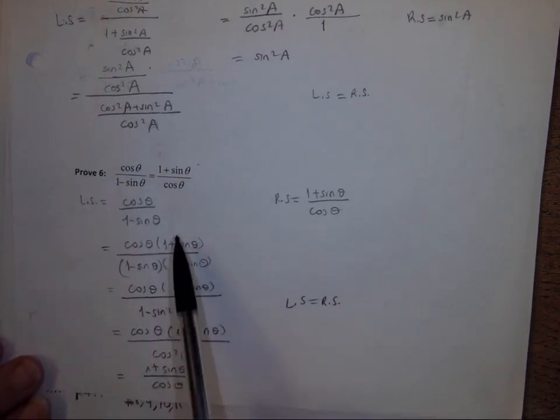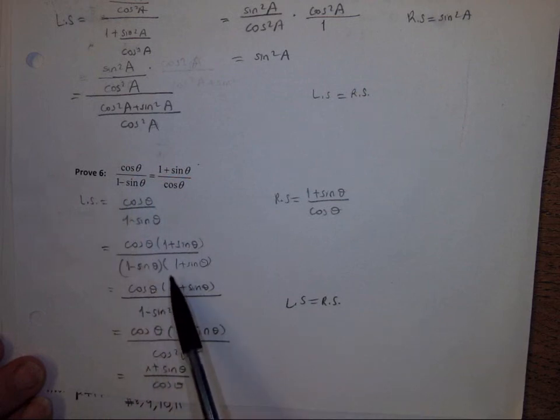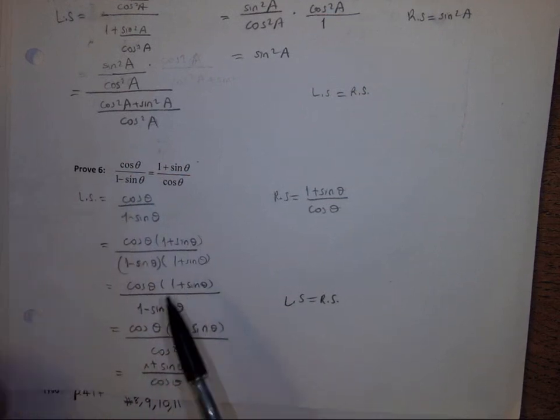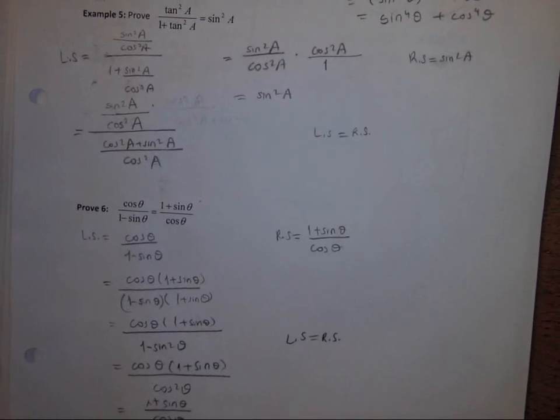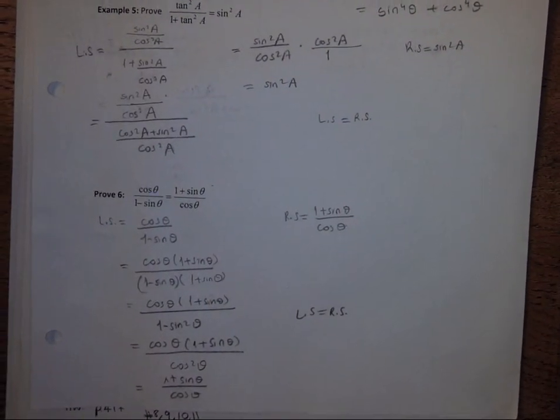Okay, so the last one, example 6, is a little bit different. You have to use the conjugate. Okay, multiply by the conjugate to get the right side, or you can start from the right side, but again you have to multiply it by the conjugate. Okay, I think it can be seen.